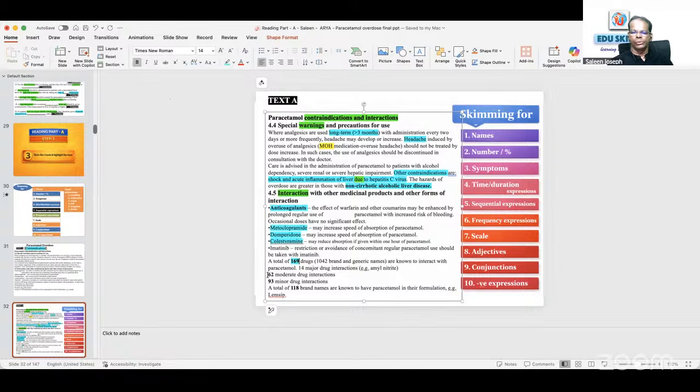62, 14 major drug interactions, 118, 14. And here you have some scale expressions like increase. Just having a glance at it will help you if there is something connected to that. Because increase and reduce are there, opposites are there. So when you find something in the question, you can look for reduce, increase, reduce.